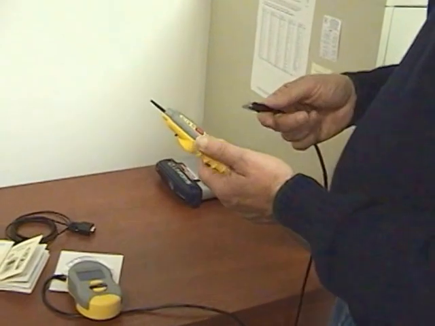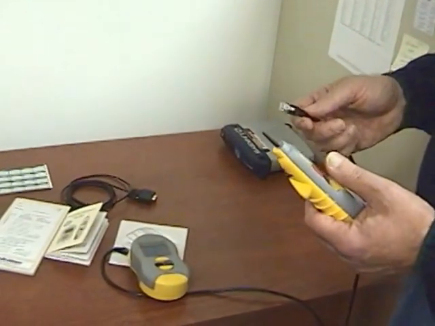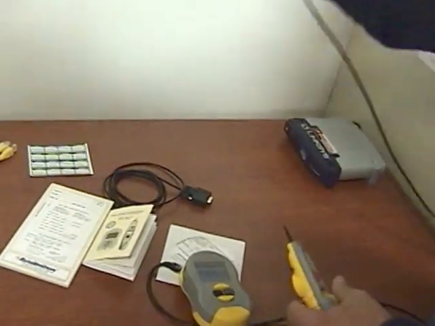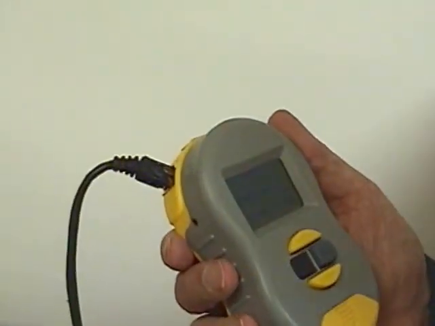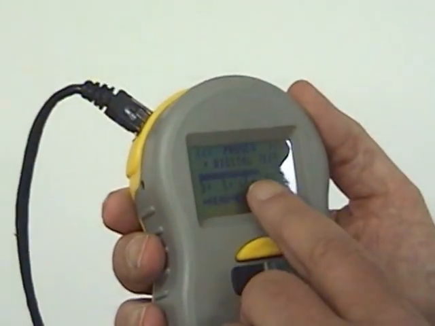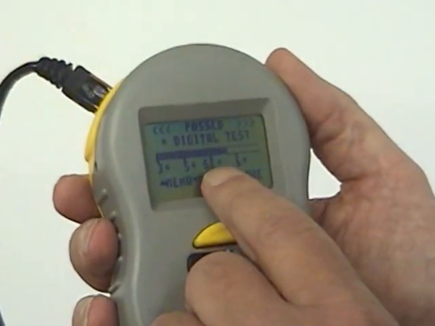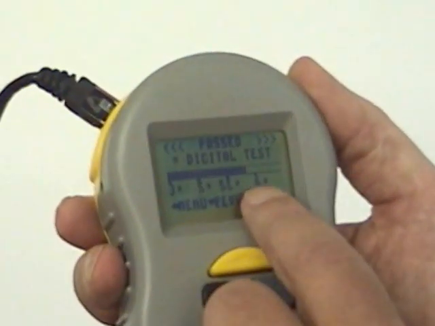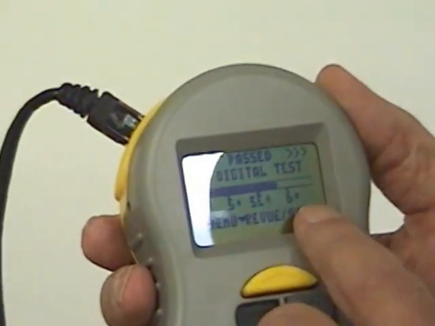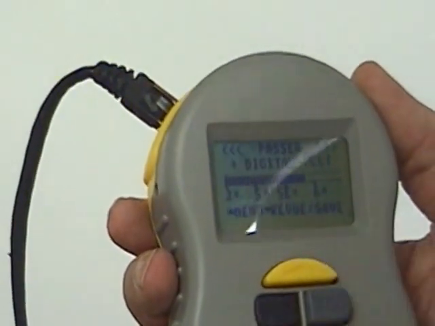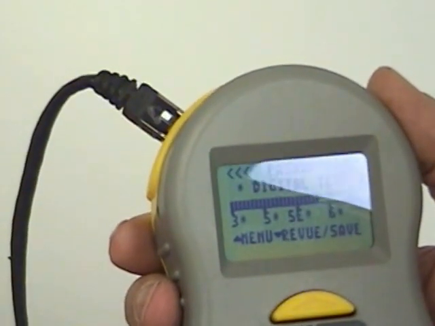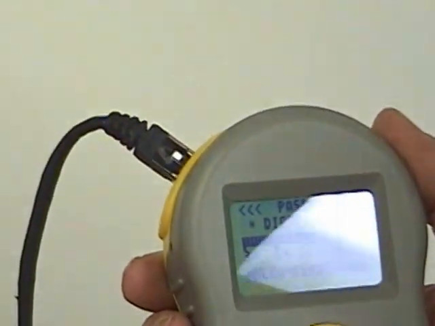So there we are. We're done. Now we can take our probe and go back to the main unit. We can see that this is a pretty good cable. It's above a 5E cable. It's not quite a 6, and you can see that it's closer to the 6 than the 5E, so you know it's a pretty good cable. And of course we have "passed" in big letters.